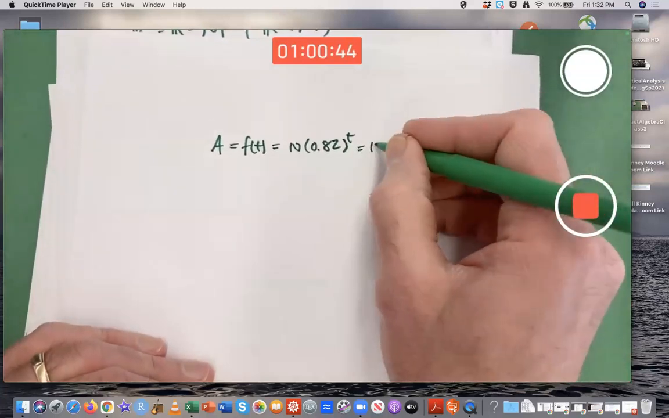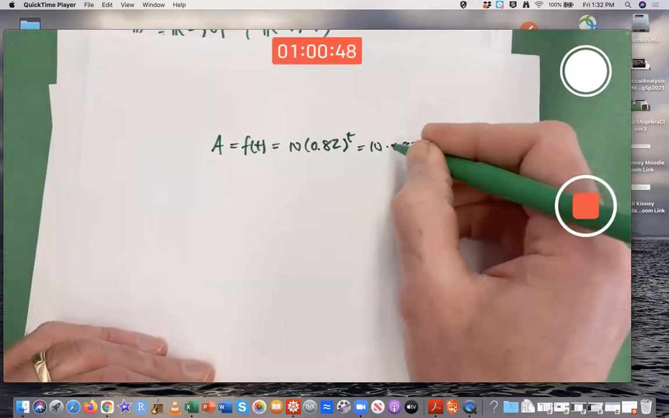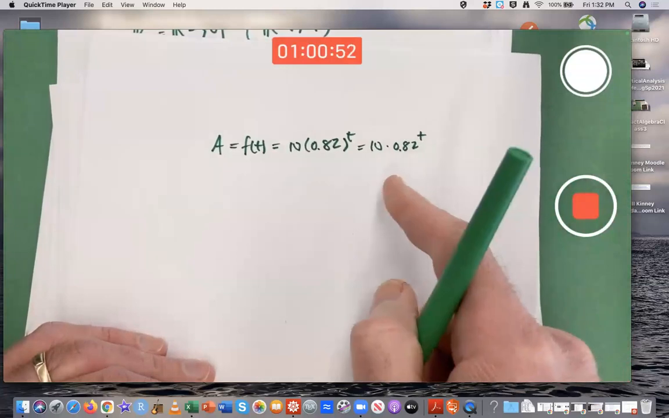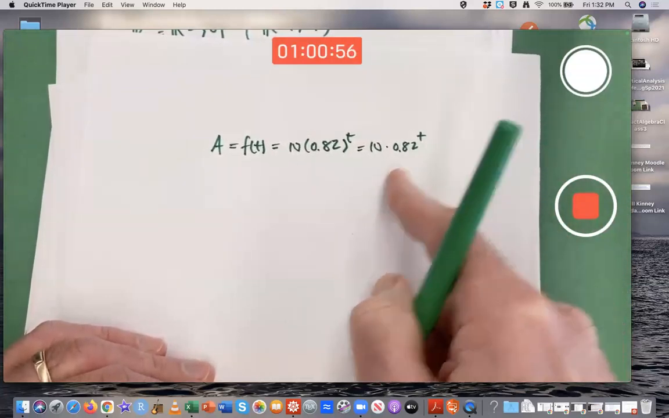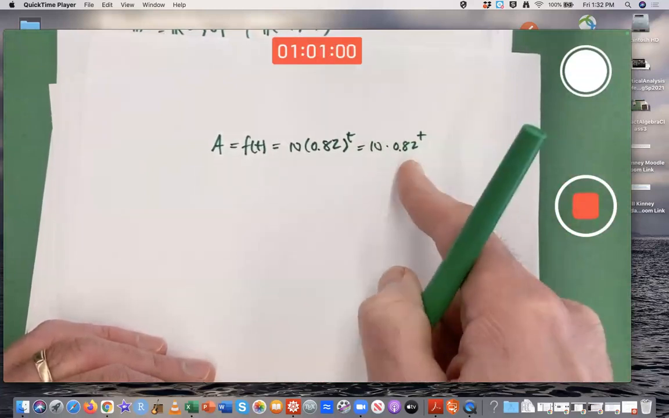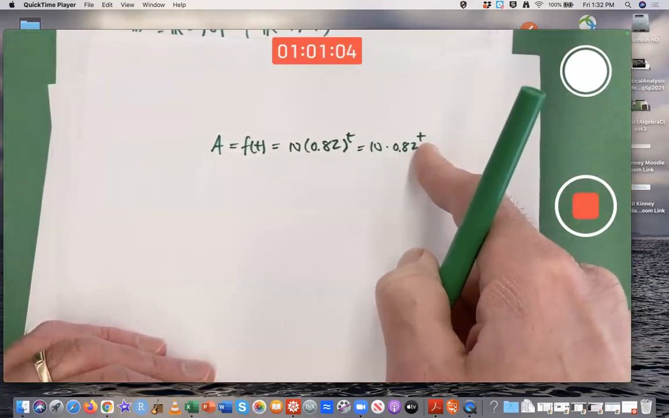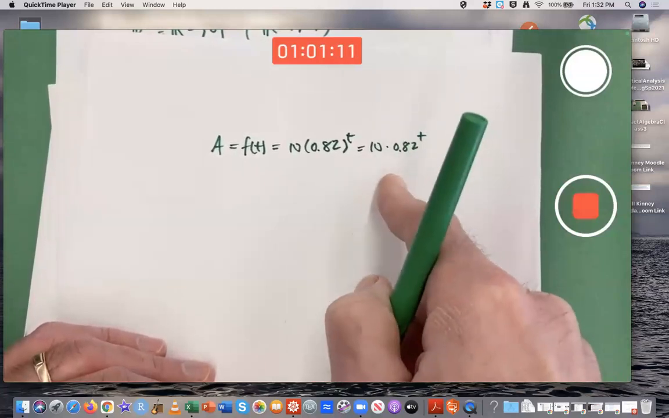You could write this without the parentheses around the 0.82, but if you did, you'd probably want to put a dot in there for multiplication. And it would be understood that you do the exponentiation first before you multiply, because of the order of operations: exponentiation gets done first. So raise 0.82 to the t power first and then multiply by 10. That's very important. You'll get the wrong answer if you multiply by 10 first.